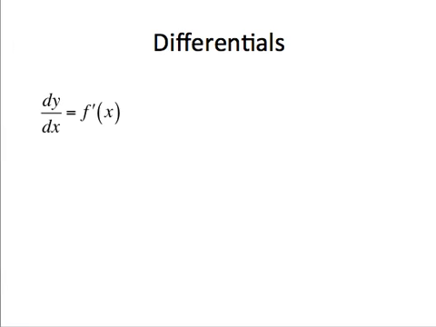So we have these two notations for a derivative. F prime of x is a derivative. The derivative of y with respect to x is a derivative. Each of these notations means essentially the same thing, but we're going to use this notation to help us come up with this notion of a differential.